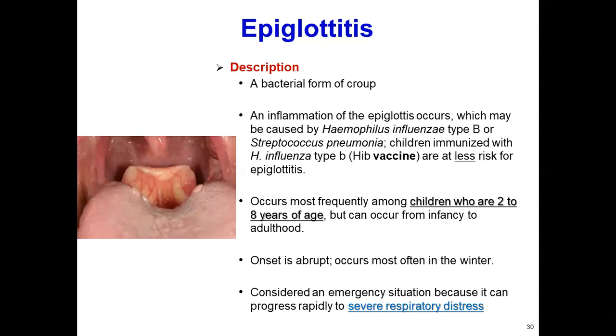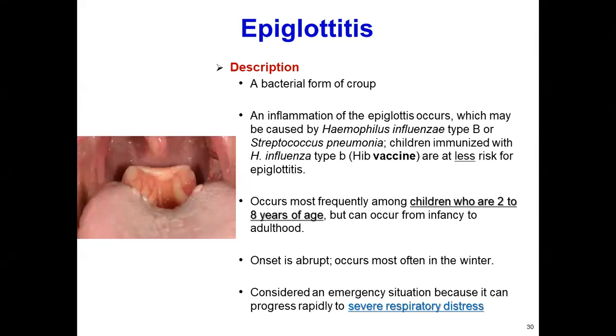Let me explain about epiglottitis. In this PowerPoint, I'm trying to print something in your mind so that you can answer the question in NCLEX board. This PowerPoint only focuses on the NCLEX materials. Here we go.